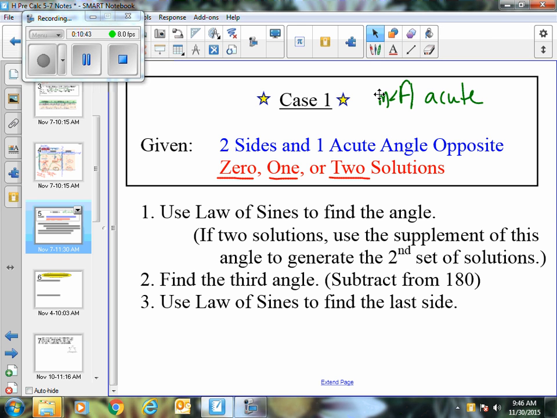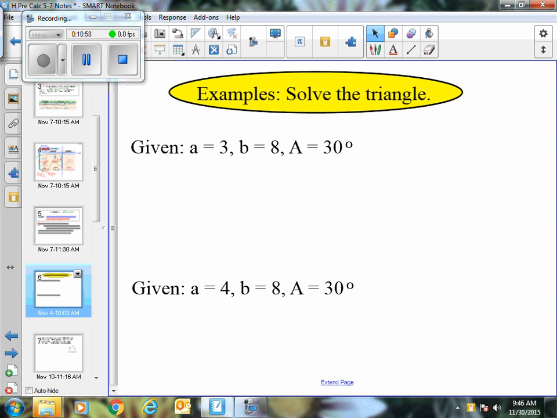In order to know, the only thing you can do to start off with here is use the law of sines to find that first angle. So we're going to check and see what happens in that first angle. Then we'll be able to tell if it's none, 1, or 2. Okay, so let's plow into this here.